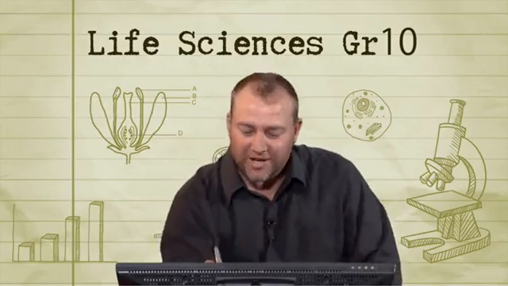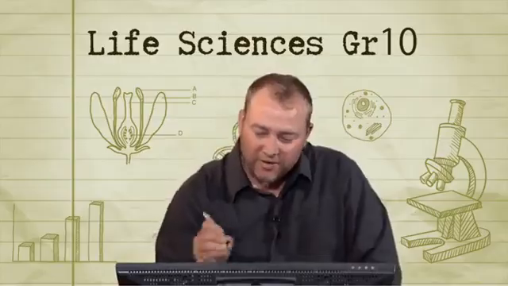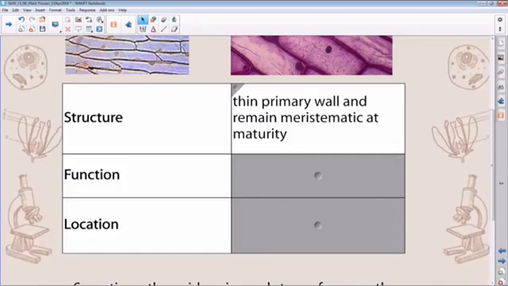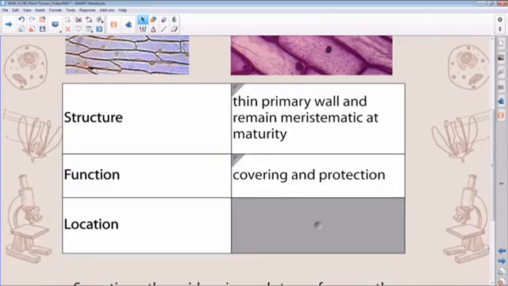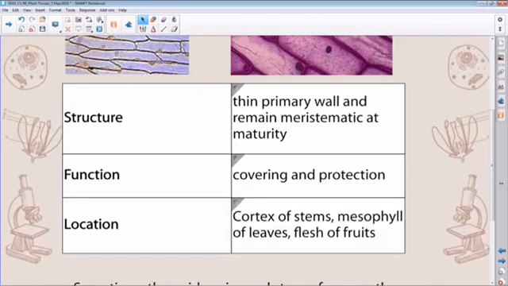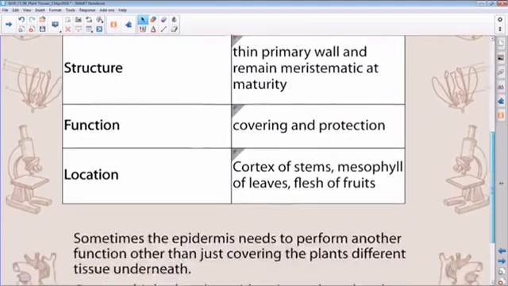Nice. Let's see if you got it right. Structure. First of all, it's thin primary walls, and they remain meristematic at maturity. In other words, they don't specialize. Next one, function: they're there for covering and protecting. And the last one, where is it found? It's found in the cortex of the stem, the mesophyll of leaves, and fleshy stems. Exactly the same as the other.